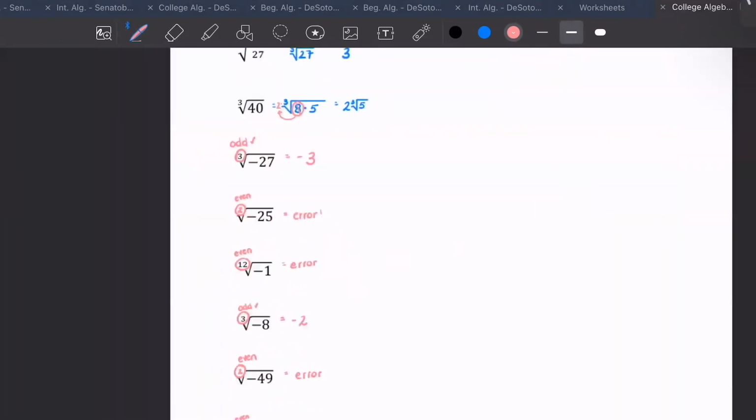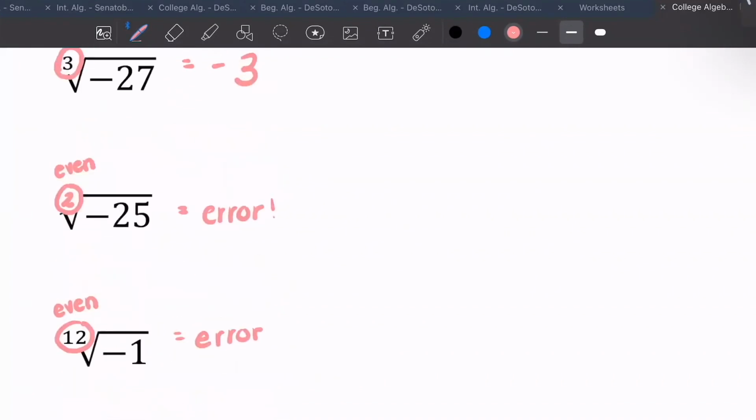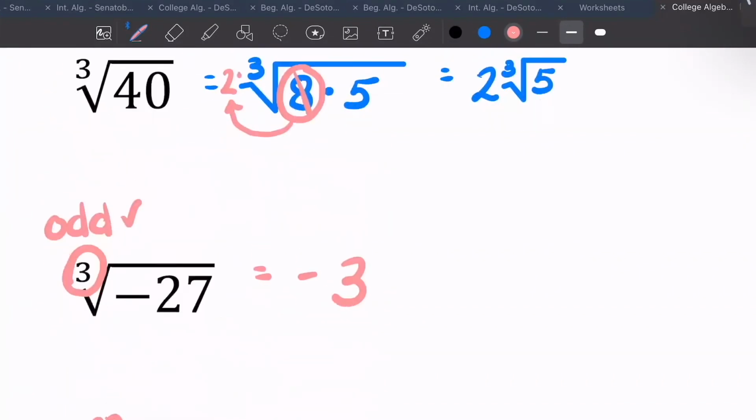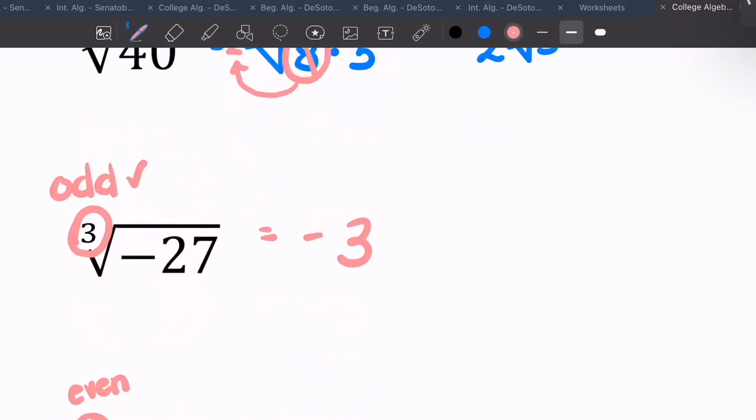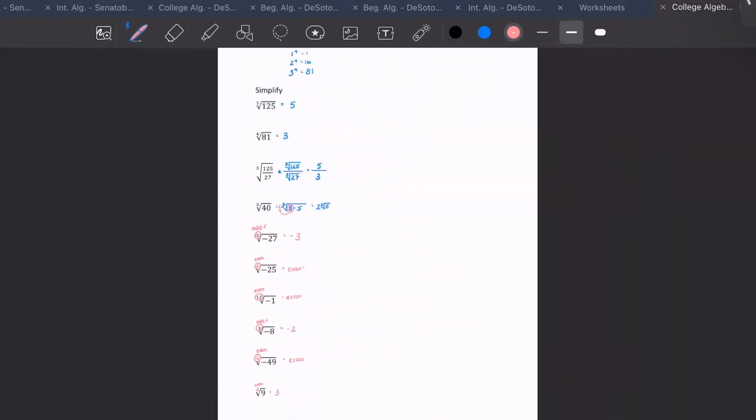I went pretty quickly on those because I needed to look at whether or not I could even work them. If it had an even root and a negative under the house, I wasn't even allowed to work it. I just write error. So there's putting a lot of what we've done together. Now I can apply all of these rules to different roots. I can have any root I want and I can still apply those rules.